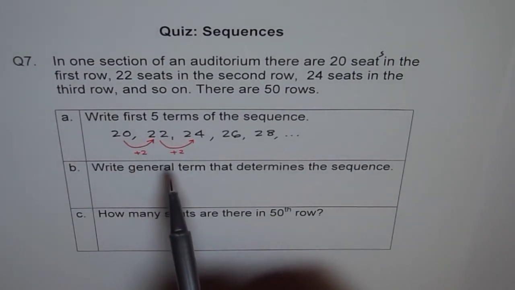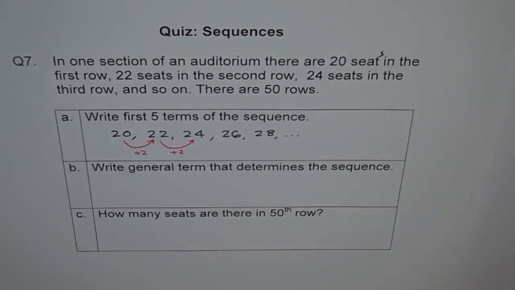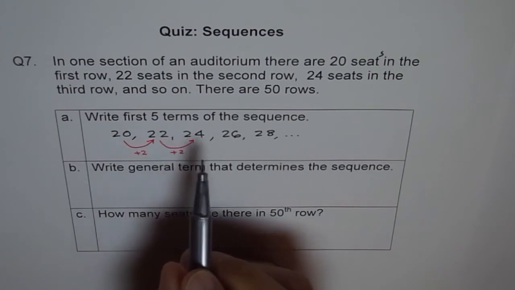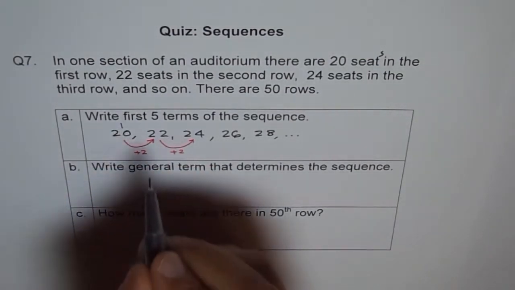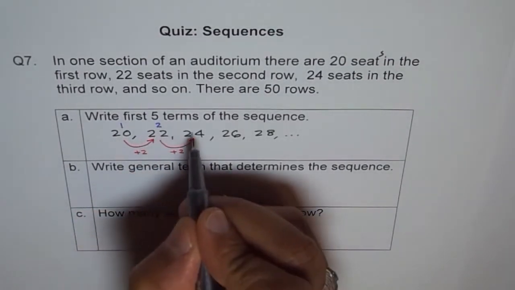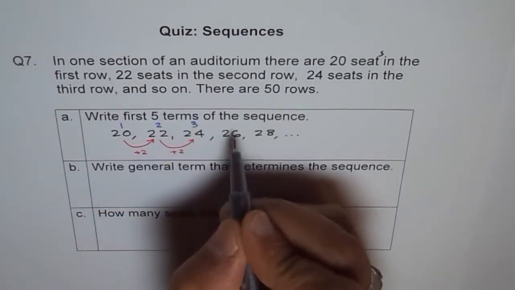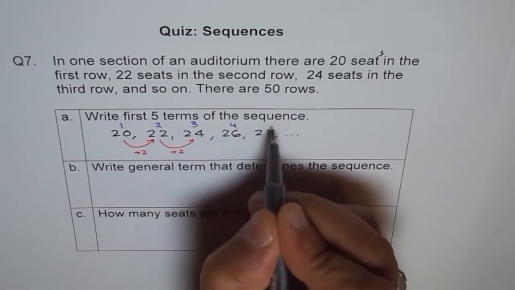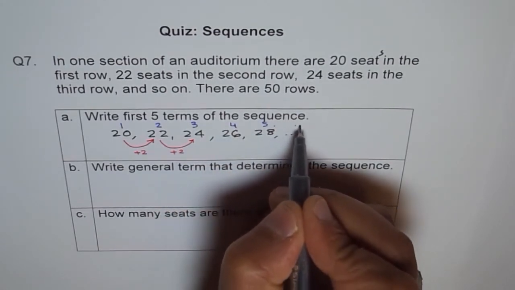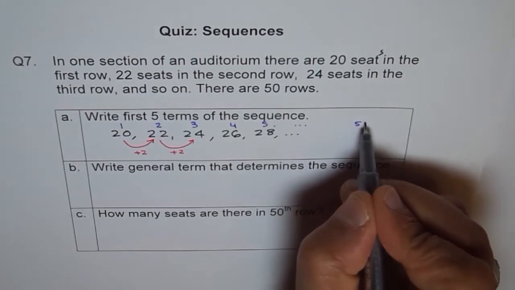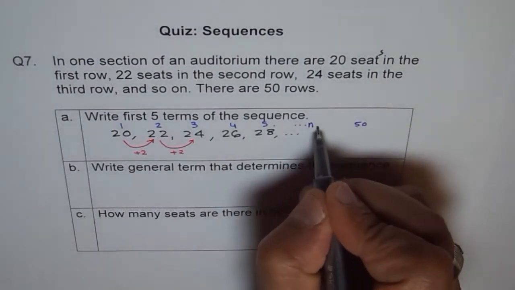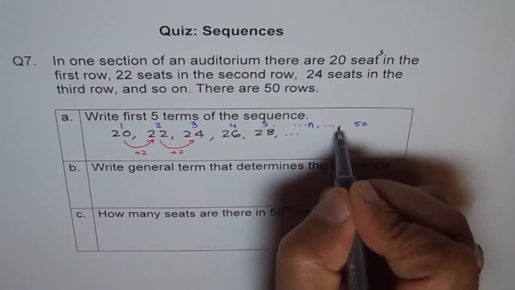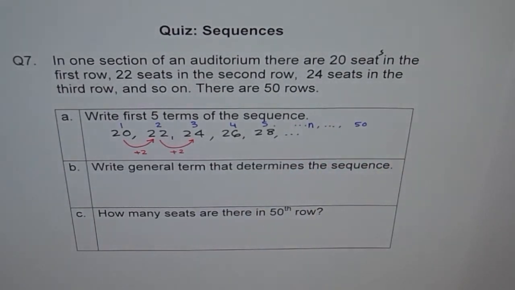So what is it? Basically what we do here is we try to relate the term number with the term value. This is our term number 1, first row. This is our term number 2, second row. This is our term number 3, third row. This is term number 4, and this is term number 5. Like this we have at the most 50 terms, right? And somewhere in between we can say n terms, correct? It's something like this.